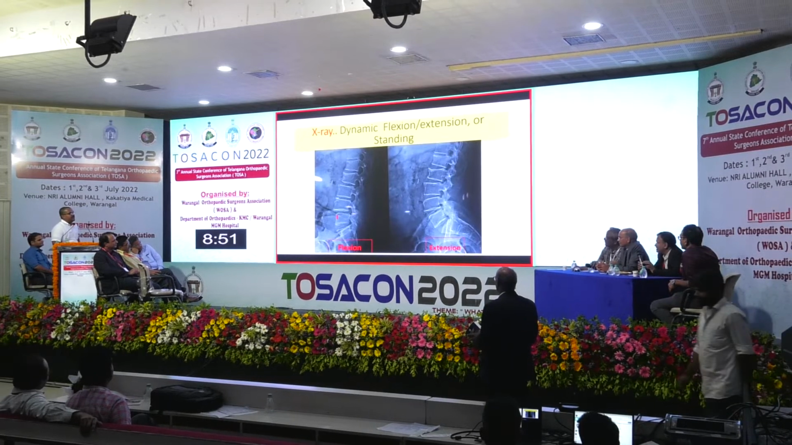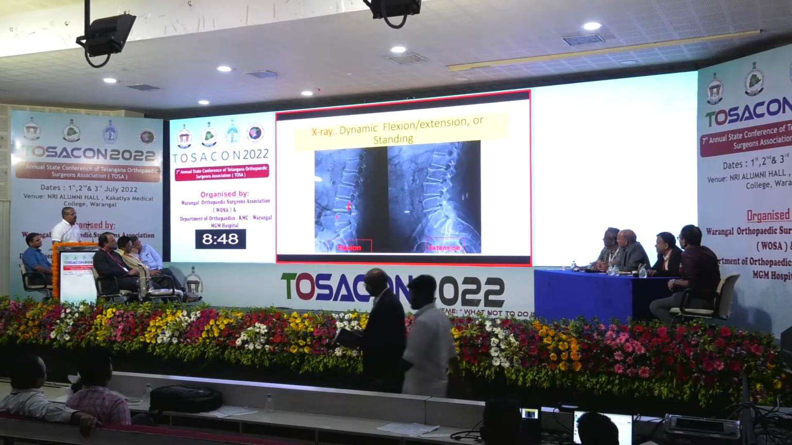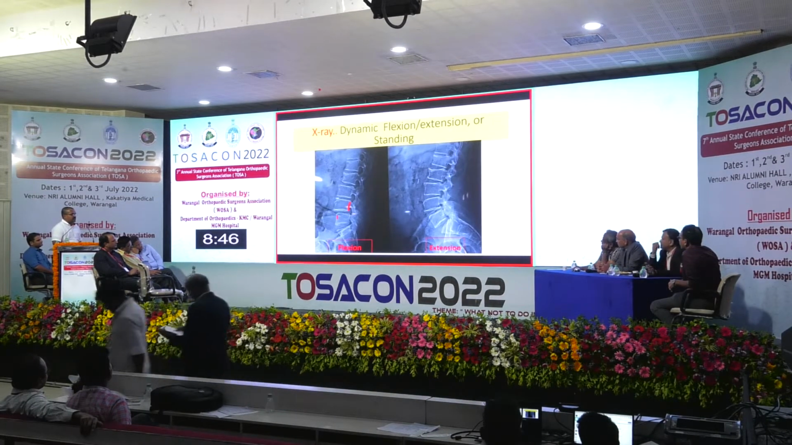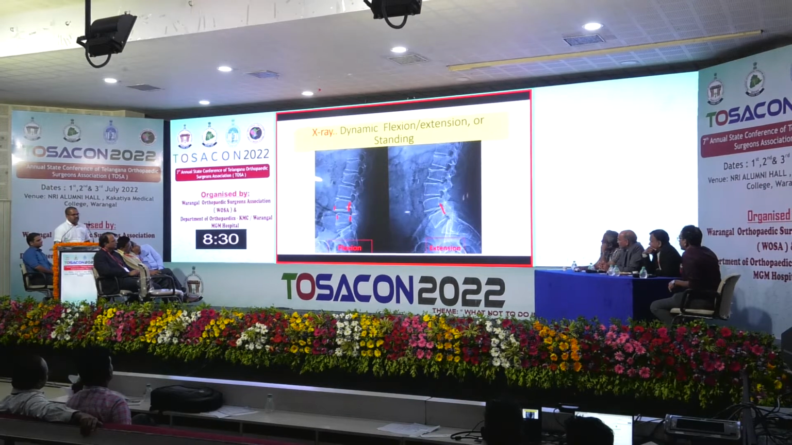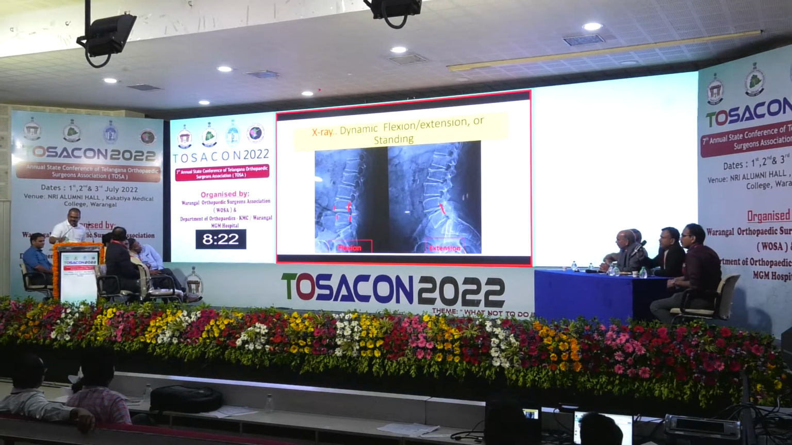So we got his dynamic X-rays, where you can see on flexion, the L4 vertebra is moving forwards, like there is a listhesis. You can appreciate it more here. And on extension, the listhesis is getting reduced. It's a dynamic instability on flexion and extension view. So this is the case. Okay, let's start with Dr. Kiran Lingutla.